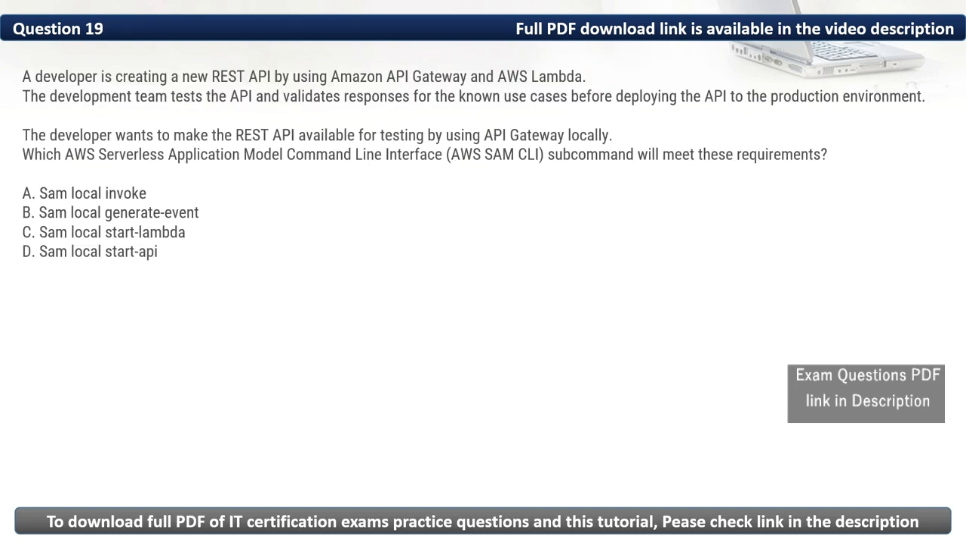Question 19. A developer is creating a new REST API by using Amazon API Gateway and AWS Lambda. The development team tests the API and validates responses for the known use cases before deploying the API to the production environment. The developer wants to make the REST API available for testing by using API Gateway locally. Which AWS Serverless Application Model command line interface subcommand will meet these requirements?